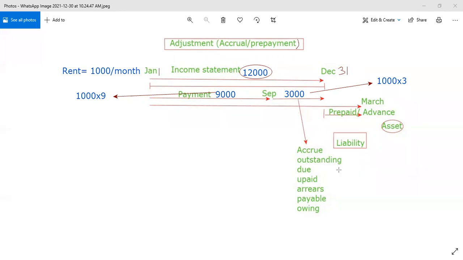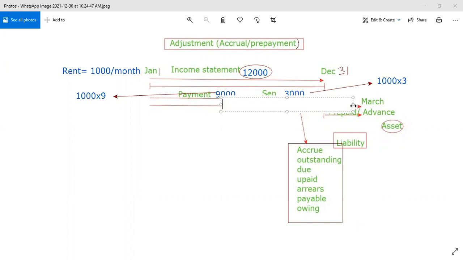Okay, so this has the same meaning. Okay, and now another scenario. What is that? Another scenario is you have paid 15,000. How much you have paid? You have paid 15,000.